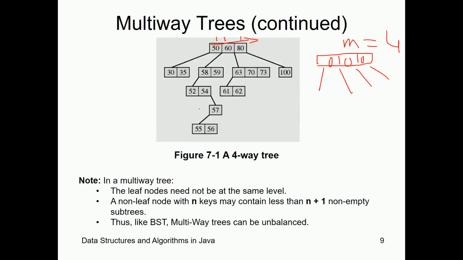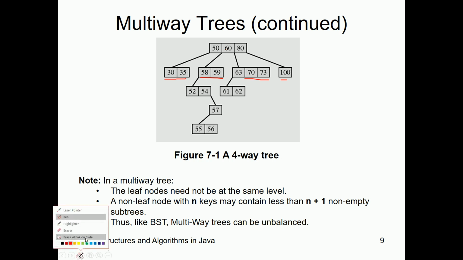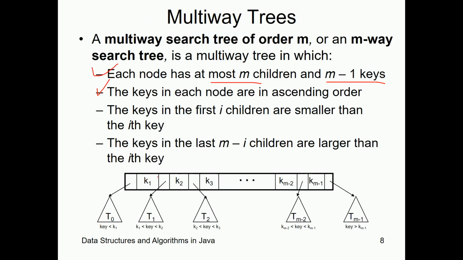What does this mean? Like, let's say here, this is a child of this one. This is a child of this node over here. Basically, this is smaller than any other one. If you always go left, that's the smallest. But there's some kind of rules that we need to. That's what's confusing about it. And the keys in the last m minus I children are larger than the ith key.